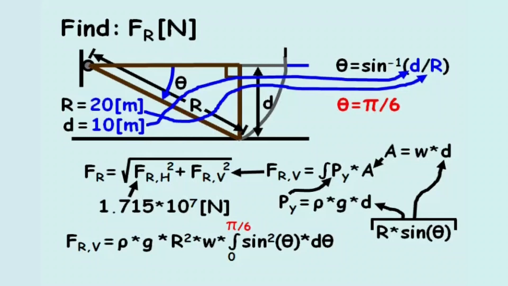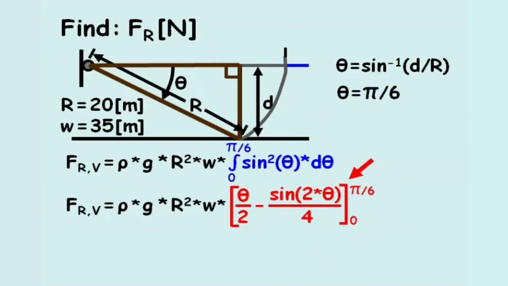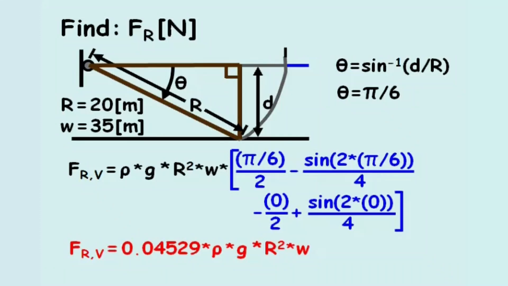Now it's time to integrate sine squared theta d theta, which equals 1/2 theta minus 1/4 sine 2 theta. After plugging in the limits of integration, pi over 6 and 0, our equation for the vertical component of the reaction force reduces to 0.04529 rho g r squared W.